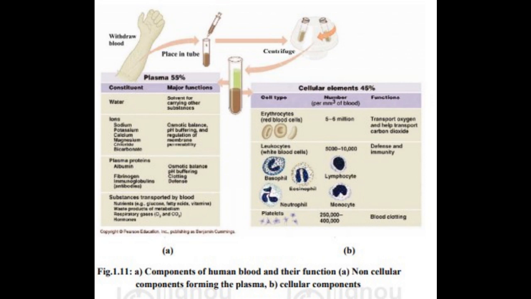Fig. 1.11b and 12a. A. Agranulocytes. Agranulocytes are characterized by the absence of granules in their cytoplasm. There are two types of agranulocytes, 1. Lymphocytes, and 2. Monocytes. Fig. 1.12a.